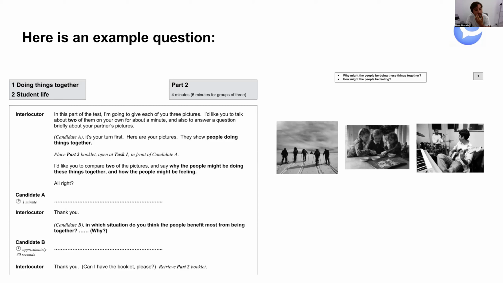And candidate B, the person on the right, will answer a question. The question is, in which situation do you think the people benefit most from being together? They will answer alone for 30 seconds. They give their opinion about the question. They can also make reference to what the people said, the candidate A said in their monologue.